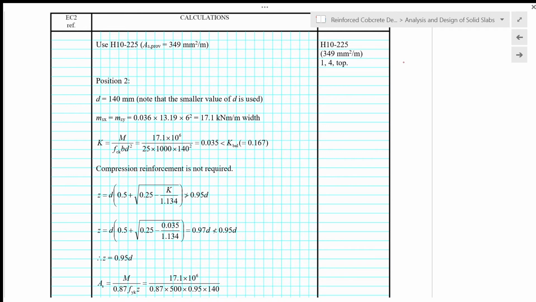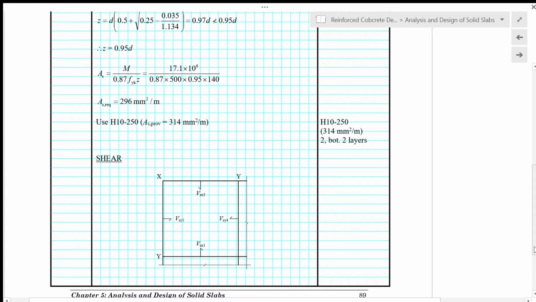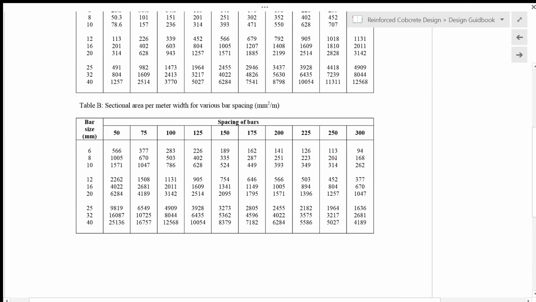So for the mid-span moment of MSX and MSY, we have 17.1 kilonewton meter per meter width. So we calculate the K value and also the Z value is more than 0.95d, so it's not allowed. So we use Z equal to 0.95d in the calculation of the steel area As. So As required is 296 square millimeter per meter width. So we use H10 at spacing of 250 to give As provided of 314 square millimeter per meter width.